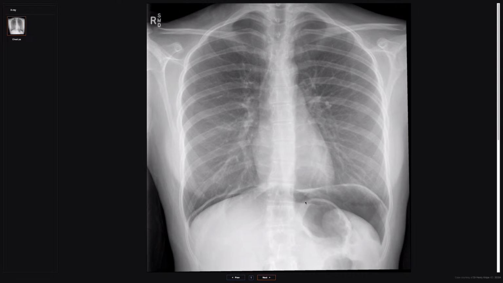But actually, fast forward to 2022, and really we shouldn't be doing these at all, because the test of choice for picking up pneumoperitoneum is an abdominal CT. So really, ED shouldn't be doing these anymore, if they are.